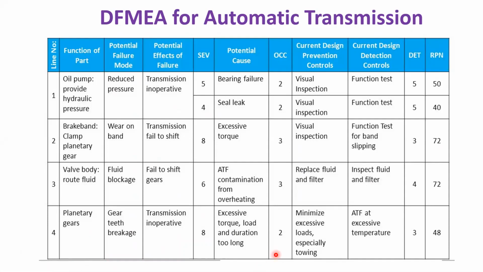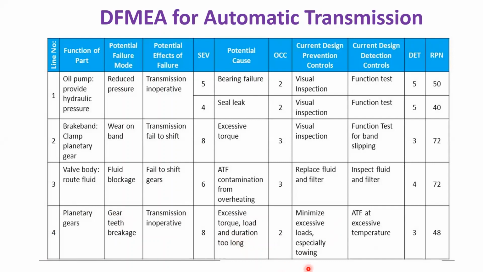And let us see one more failure mode with respect to the gear teeth breakage for a planetary gear. Okay, where the potential effect of failure is that the transmission is going to be inoperative, and the potential cause is excessive torque, and the load and the duration are also going to be too long. And this is applicable for automatic transmission.